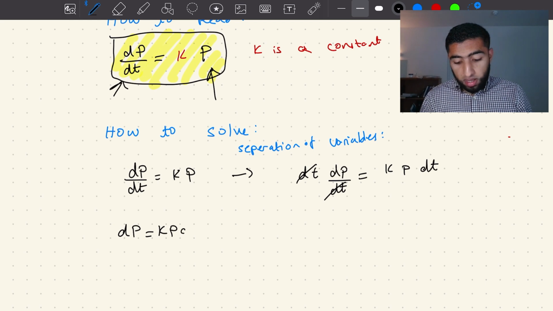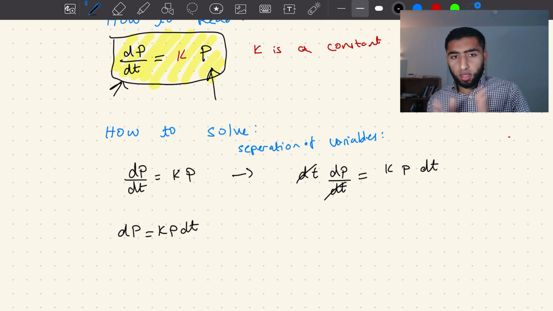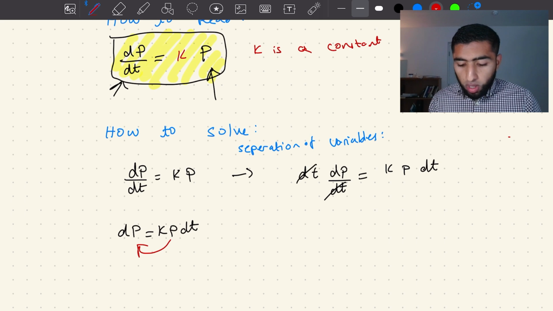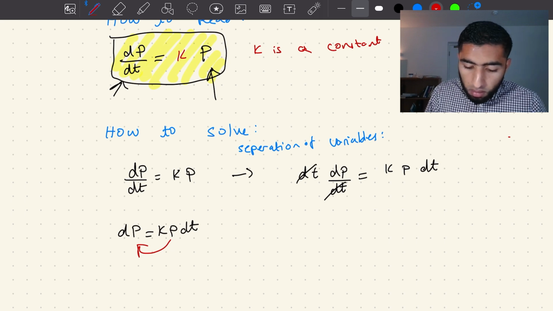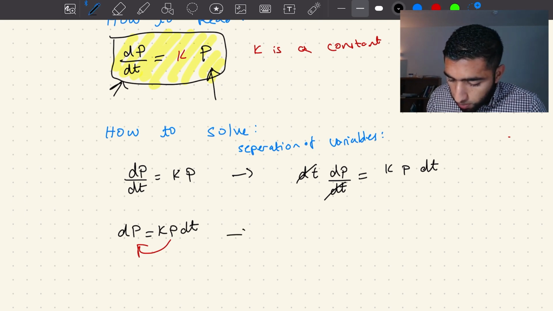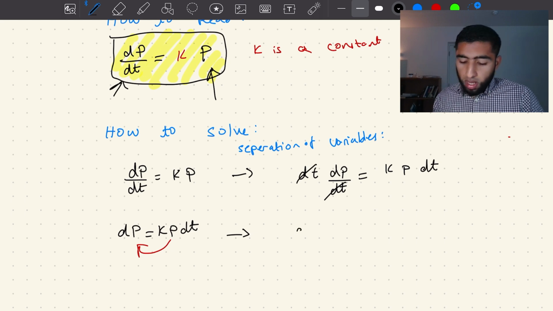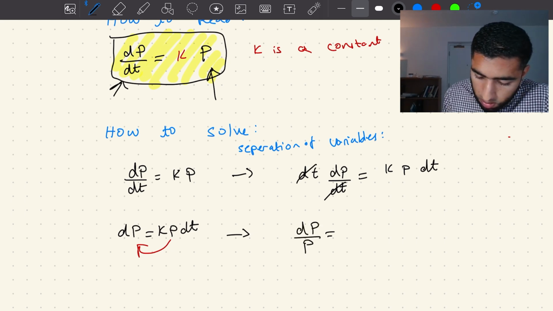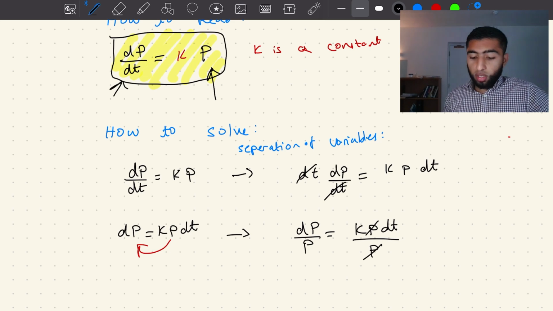Because p matches that term there, and we want to, obviously, as I said, separate the variables, group the terms, the variables which are alike on one side. So how would I get the p on the other side? I would have to divide by p. That would be dp over p is equal to kp dt over p. So I can cancel these p's out, and I'm left with dp over p is equal to k dt. Okay, so now we're in a very good position.